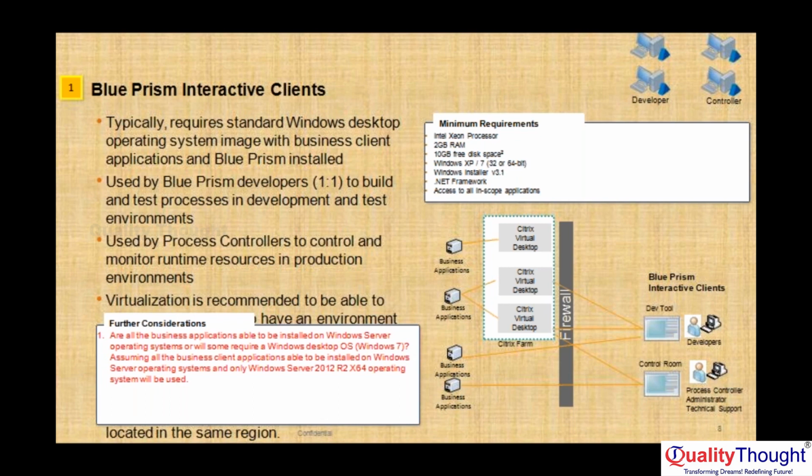Interactive client has more features. You can develop, you can test, and you can run. But in runtime resource, you can only execute. It's a basic point, but still I am stressing it. Some students may not understand it clearly. So can I move on to the next slide?